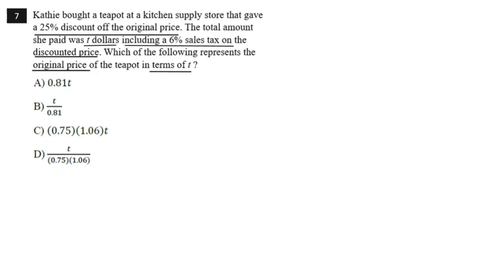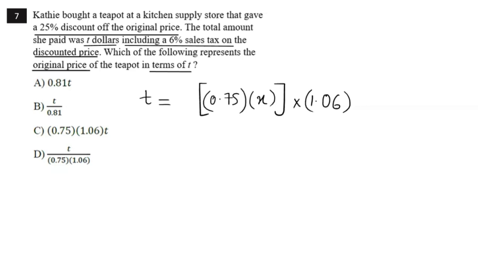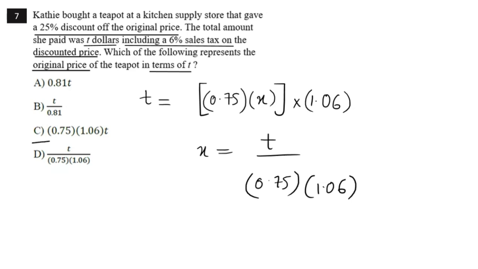Okay, so let's call the original price x. So she'll be paying 75% of it, so 0.75 times x. But the total amount includes a 6% sales tax. So that will be 106% of this value, so 1.06. So now I need to make x the subject. So T divided by 0.75 and 1.06. So let's see. Each of A, B, C, D represents an expression. So D is the correct expression.